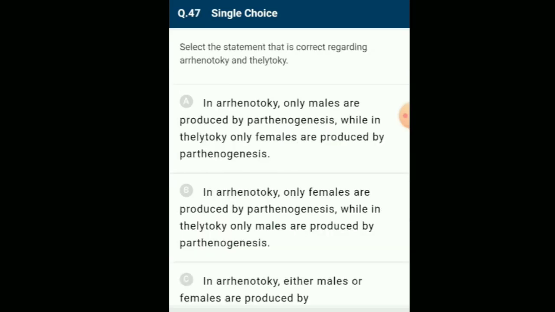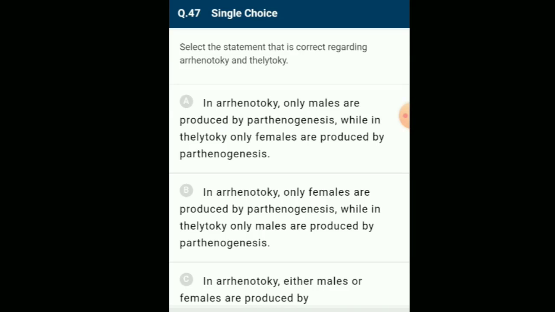Question number 47. Select the statement that is correct regarding arrhenotoky and thelytoky. Parthenogenesis is the process of formation of an organism from the egg without fertilization. In thelytoky, only females are produced by parthenogenesis. Example, whiptail lizards. In arrhenotoky, only males are produced by parthenogenesis. Example, male honeybee. It is commonly called a drone.